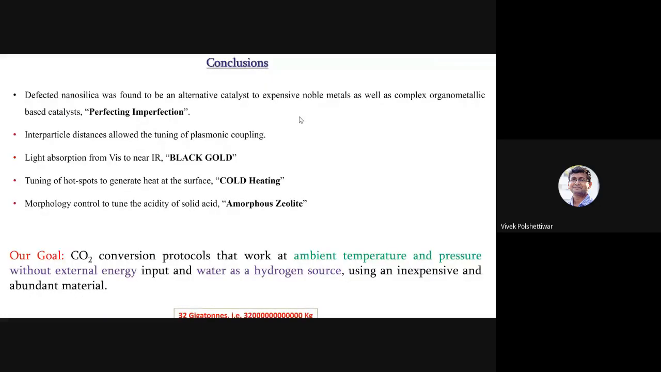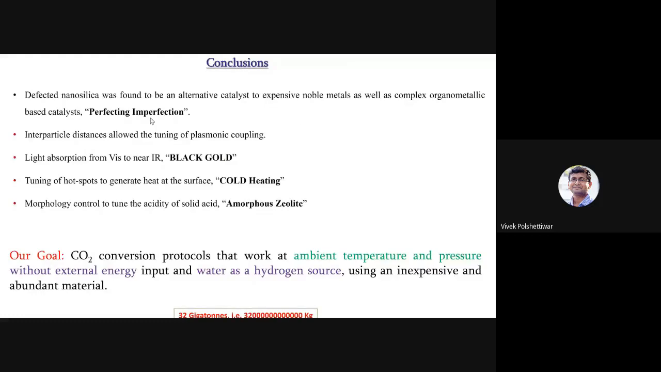Okay, with that, I'd like to conclude. I showed you DFNS, a high surface area material, and the uniqueness of its morphology. Then I showed you how to create defects in these DFNS, in this nano silica, and how the cooperativity between the defects is able to activate CO2 and convert it into chemicals and fuels.